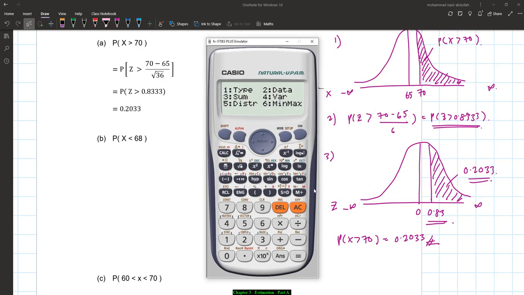If you are using a calculator, it's more accurate. So this is on the right hand side. We're going to use PQR R, right? Number 3, 0.8333. So it should be 0.20233, right? Kalau kita menggunakan banyak ni lah, this is too much, eh? This is the exact value lah.